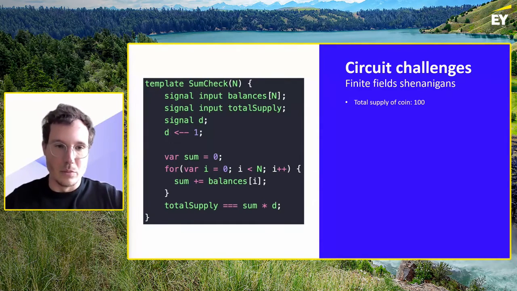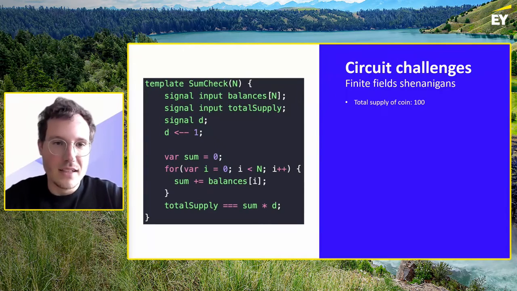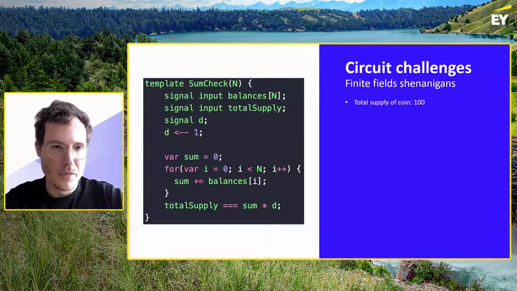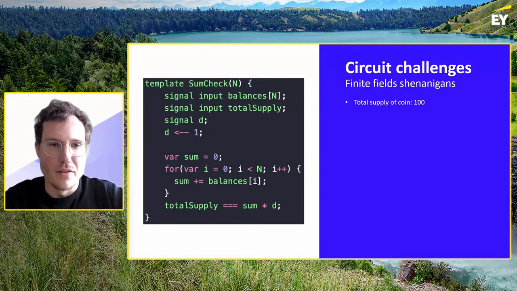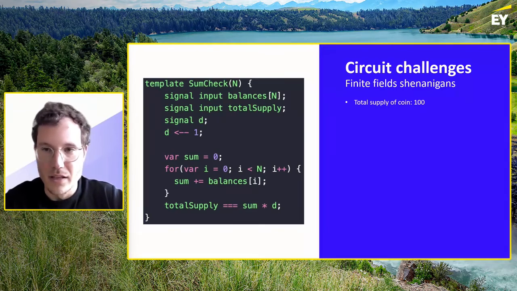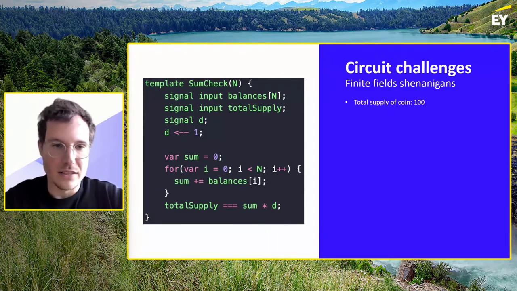Now some examples. For the finite fields, on the left, you can see that we have a circuit, and we want to ensure that the sum of the users' balances is equal to some total supply. So we have our balances and the total supply as inputs. In the circuit, we sum the balances in an intermediate variable called sum, and we check that this sum is equal to the expected total supply. You can actually ignore the value d here. It's just for the compilation to succeed.